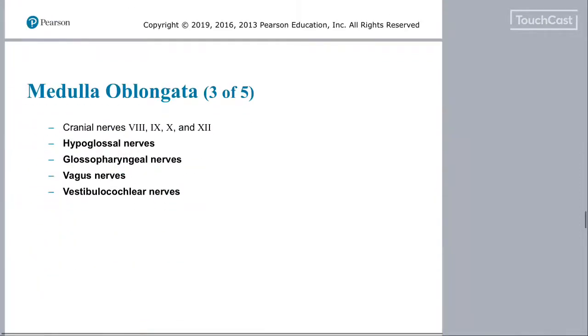So this is going to control our cranial nerves 8, 9, 10, and 12. So we're going to skip 11. So our hypoglossal nerve is basically, it controls the muscles of our tongue. So it allows you to stick your tongue out. Those of you that can roll your tongue, it's going to control tongue movement.